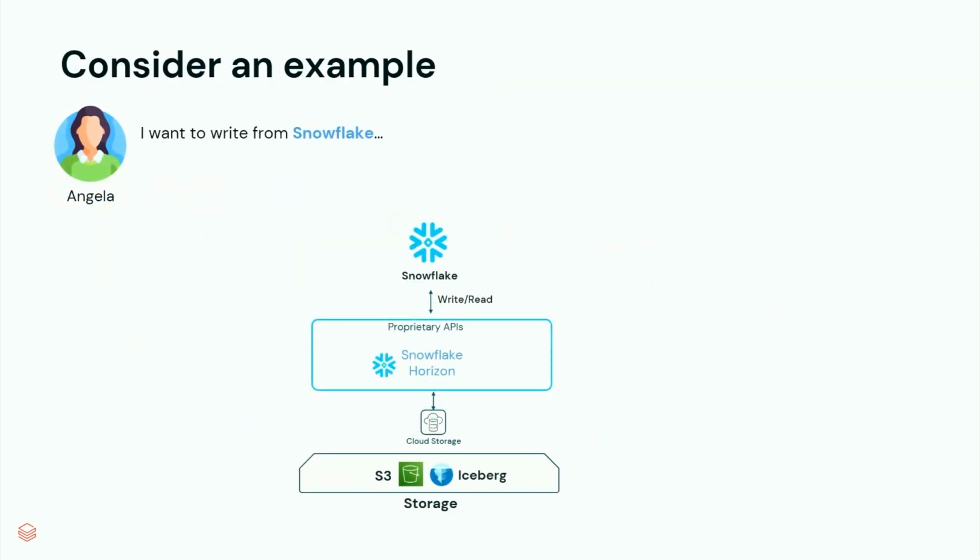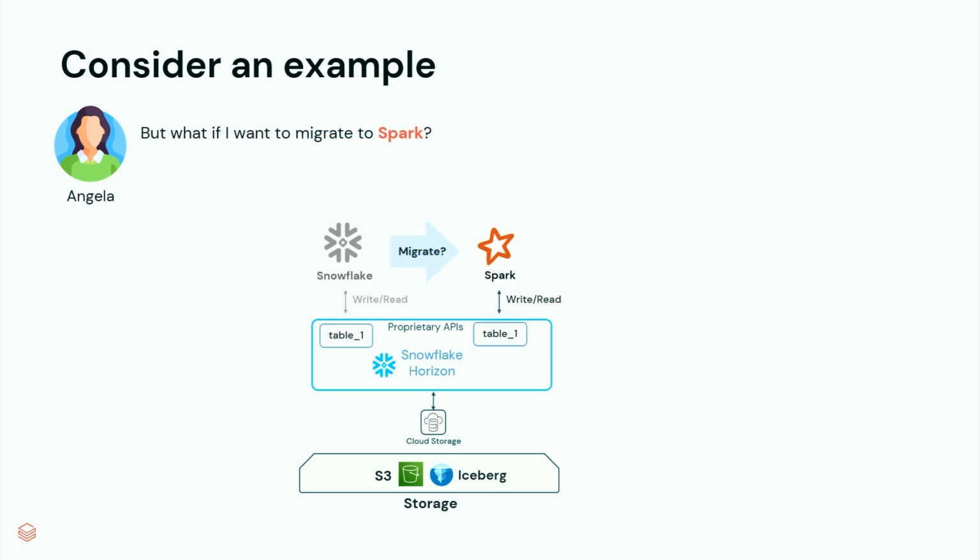All right, so let's consider an example, and in particular try to determine why this is so important and why this becomes really key for customers. So going back to Angela, suppose Angela wanted to write from Snowflake. Sets up Snowflake Horizon Catalog, writes it using Snowflake Engine. But then tomorrow, her business needs change. And she decided, hey, I actually want to migrate away from Snowflake Engine and use open source Spark. So the trick with this is, can she actually do this migration? How easy or how hard would it actually be?